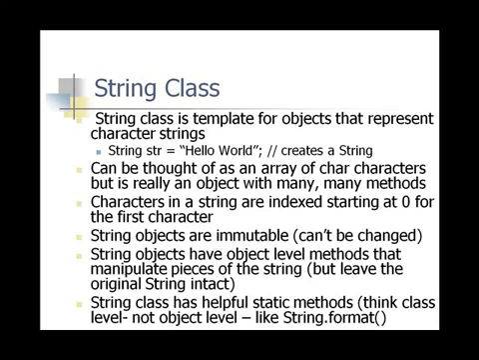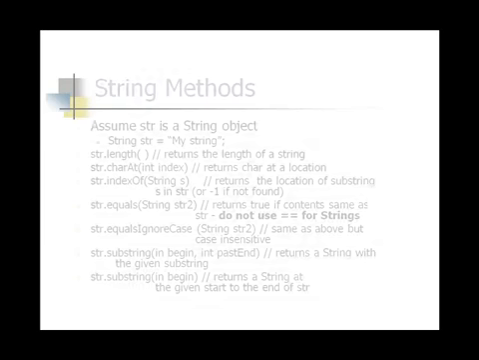String objects have object level methods. In other words, str dot something, methods that manipulate pieces of the string. But again, it's not going to change the base string. There are also some static methods that operate at the class level, not the object level, like String.format, and we'll talk about those in a few minutes.